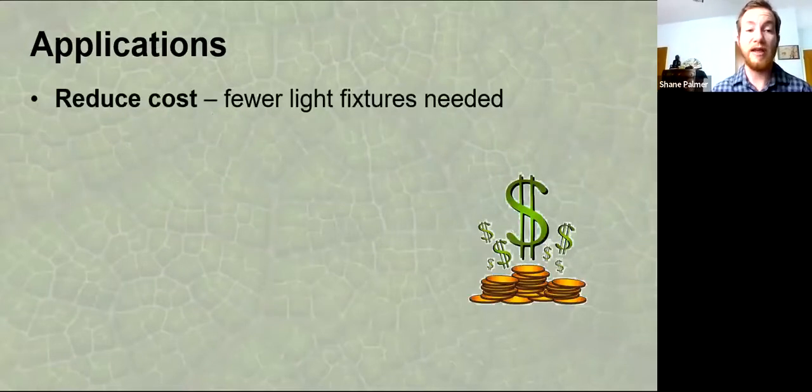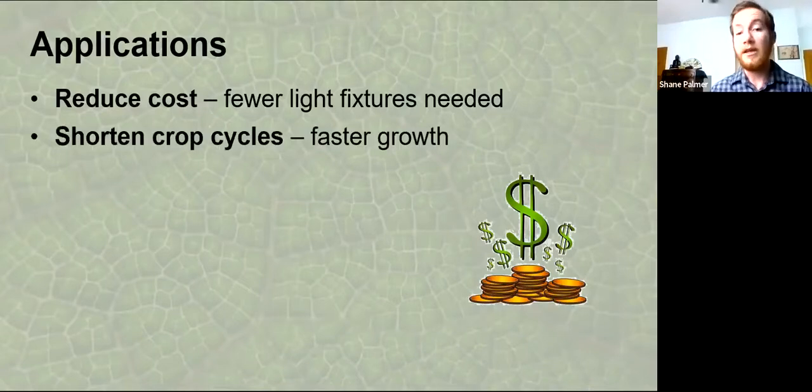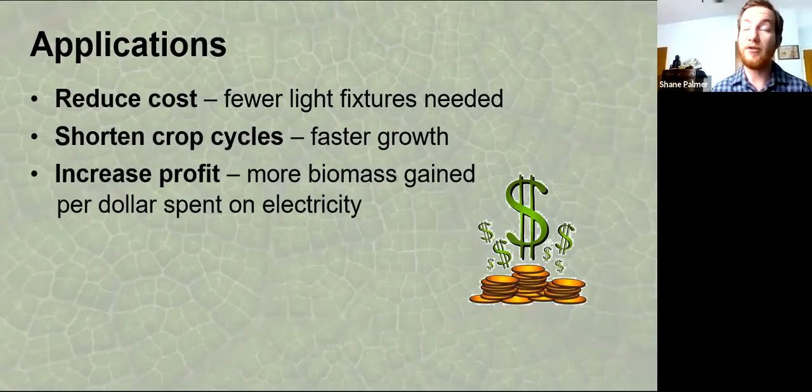The application is that if you can provide light at a lower intensity, then you need fewer light fixtures to provide that light at any given point in time. That saves growers an upfront cost right away, because they don't have to purchase as many lights. If this produces faster growing plants, then they can also potentially shorten crop cycles and increase their profit, because they're producing more biomass per dollar spent on their electricity.